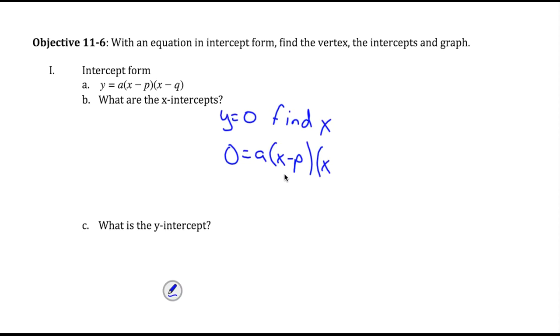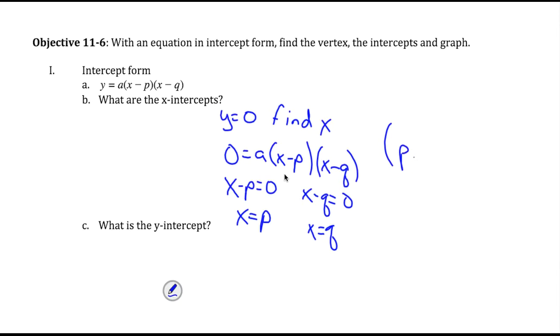Now, if I'm solving this for x, we actually should know how to do this. This is just like solving an equation with factoring. Basically, you figure out the value of x that would make each parenthesis 0. You'd set each parenthesis equal to 0 and solve for x. When we do that, we get x equals p and x equals q. So our x-intercepts are (p, 0) and (q, 0).